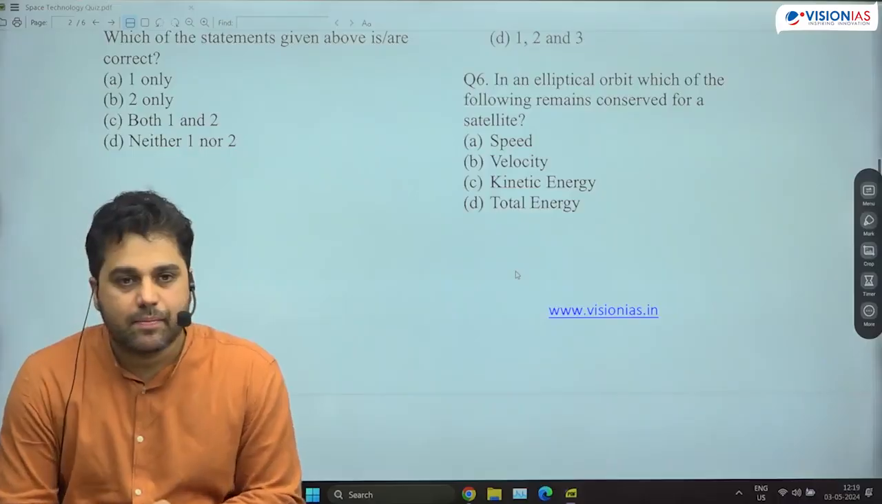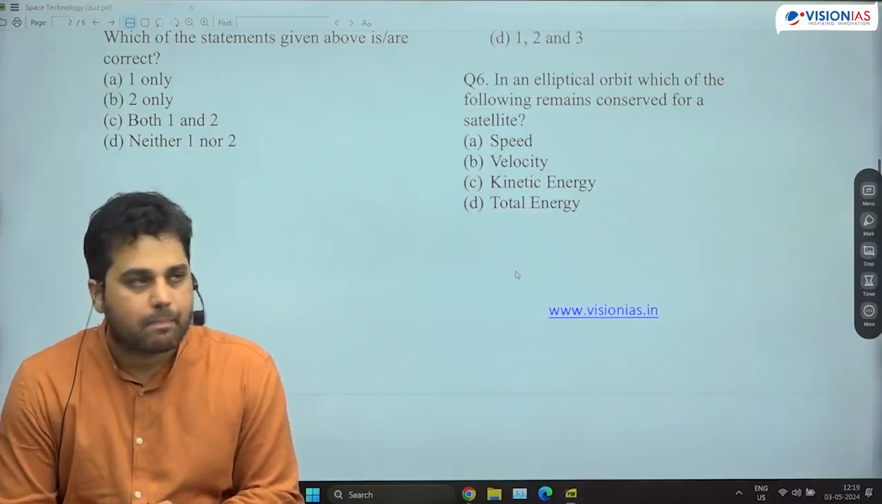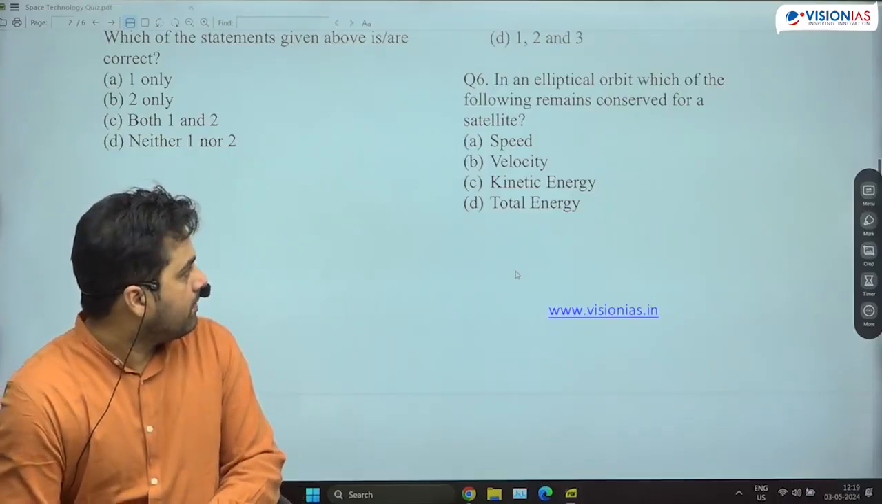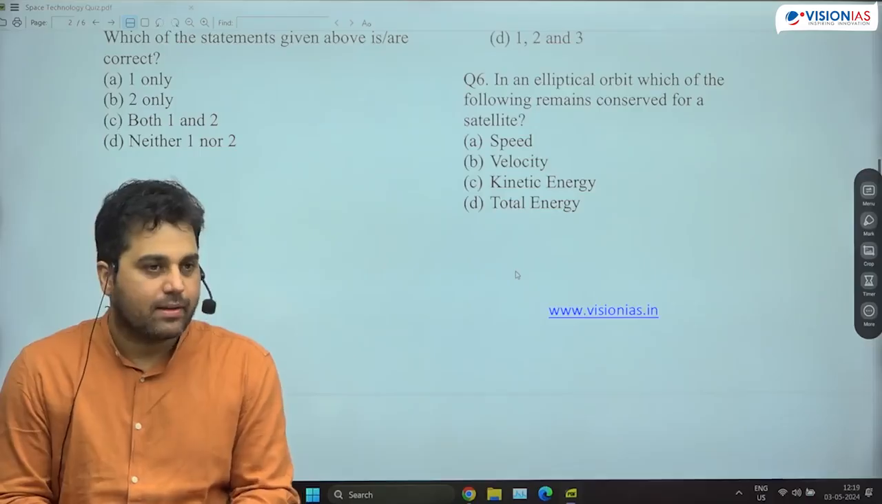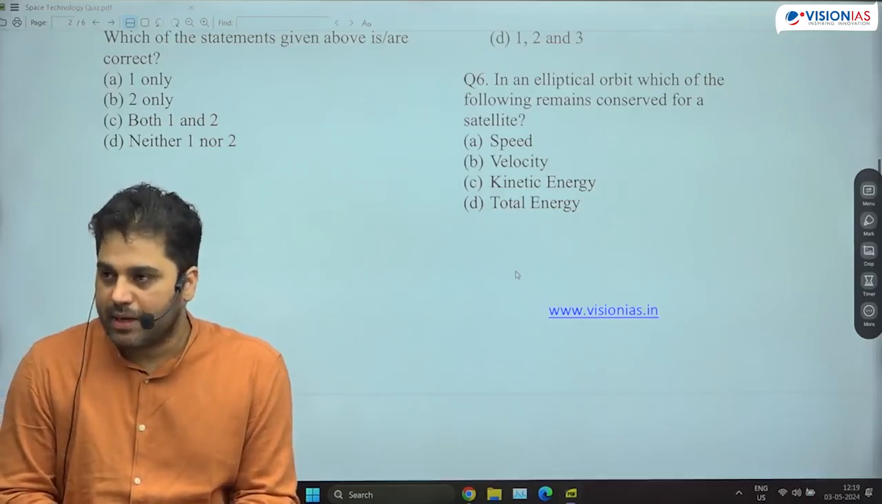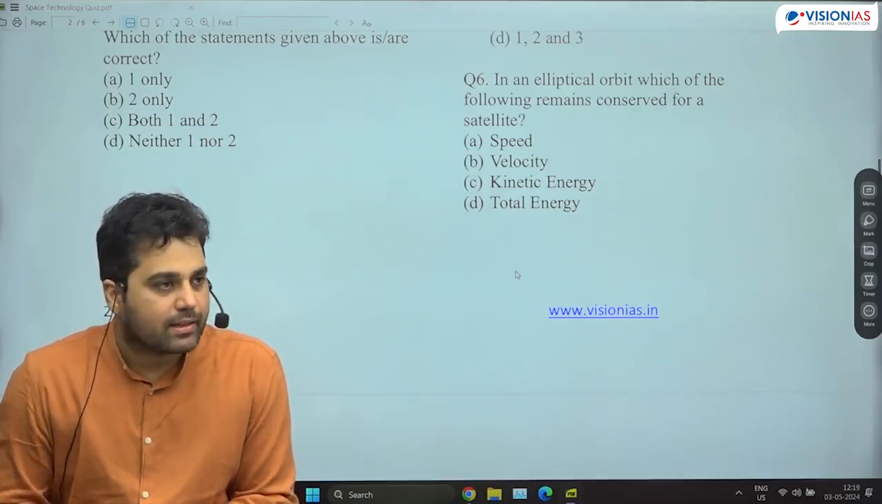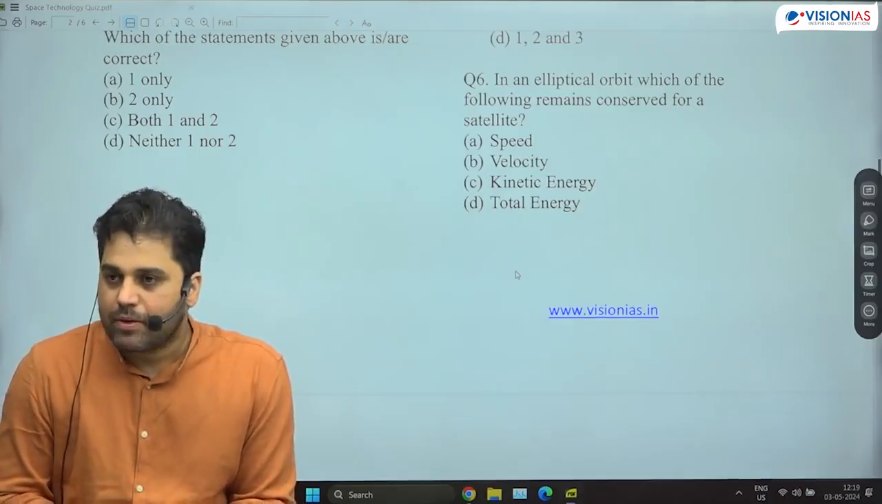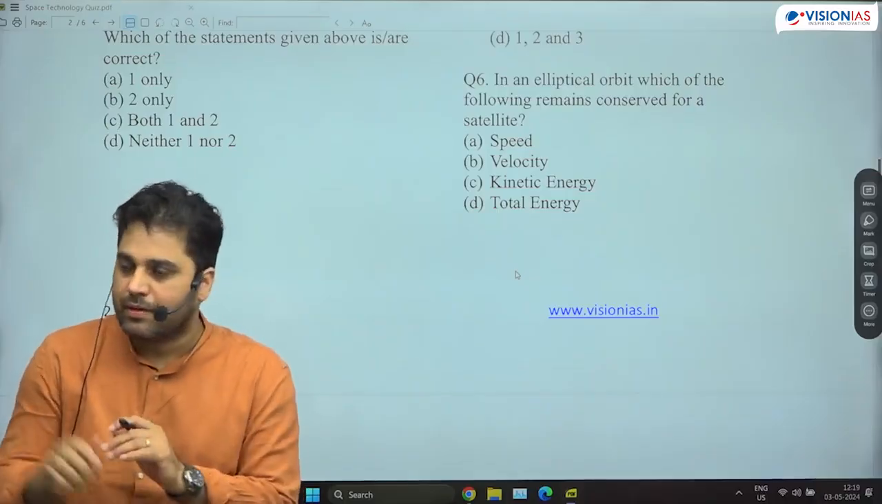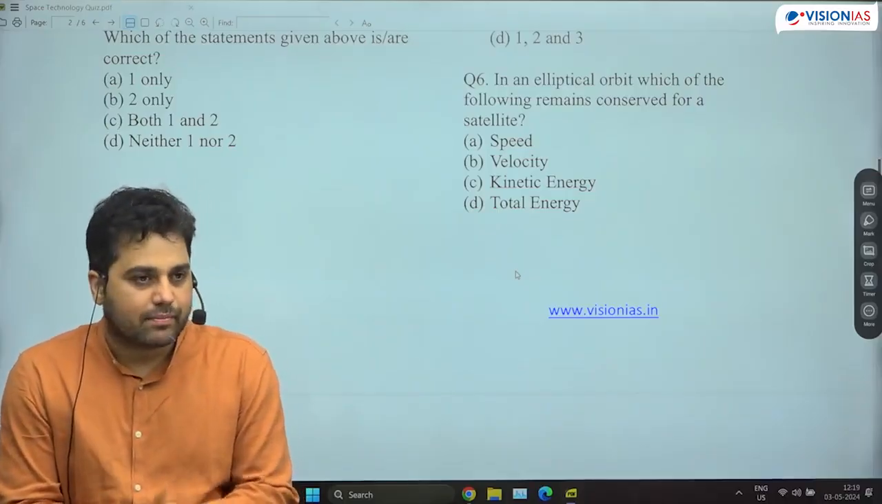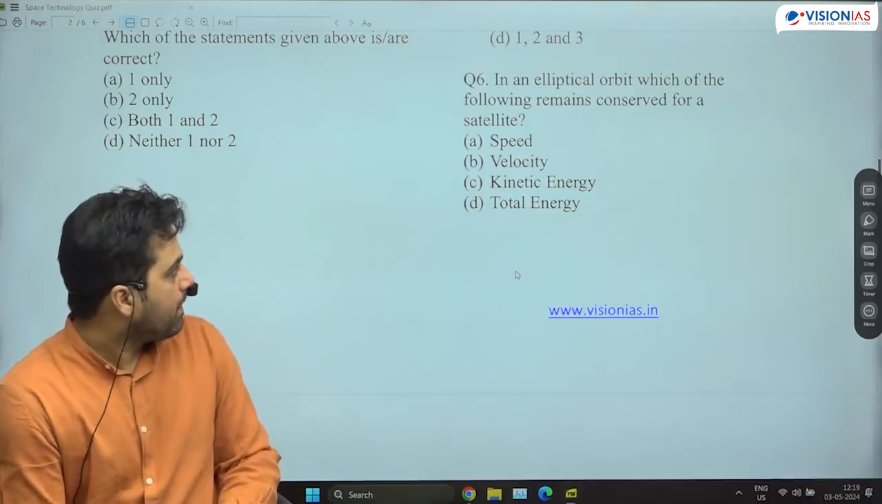Question 6. If you do not know anything else, total energy of the system will always be conserved, right? There is no friction-like force here. Total energy of the system will not be conserved only when you have a force like friction, which is dissipative in nature, which leads to loss of energy into thermal energy, production of heat energy.